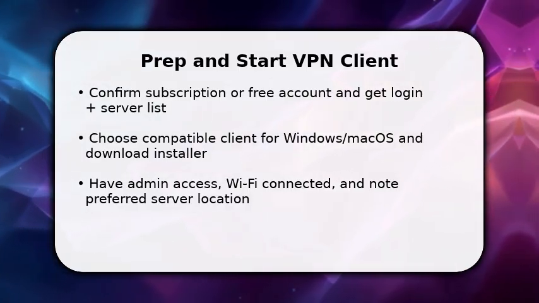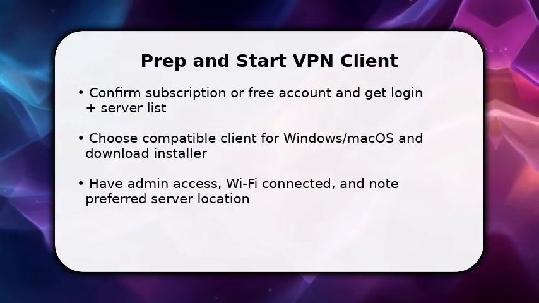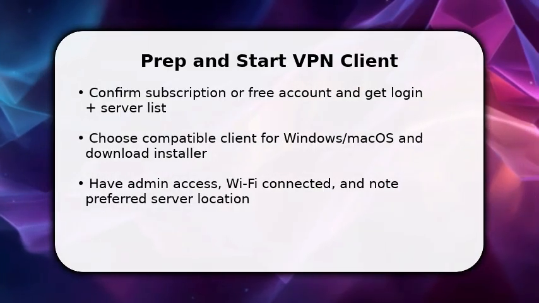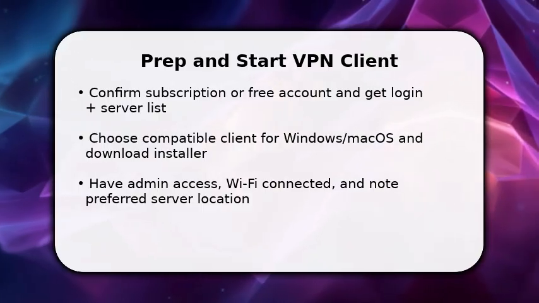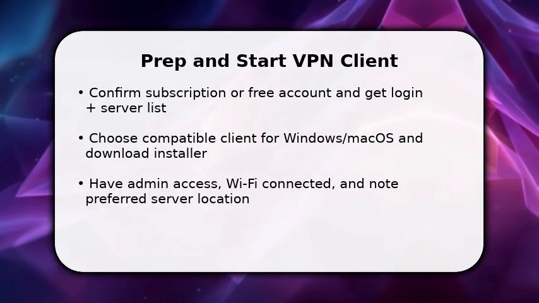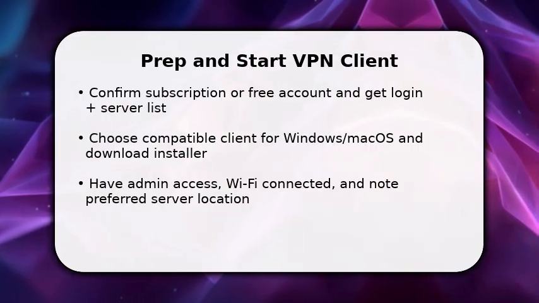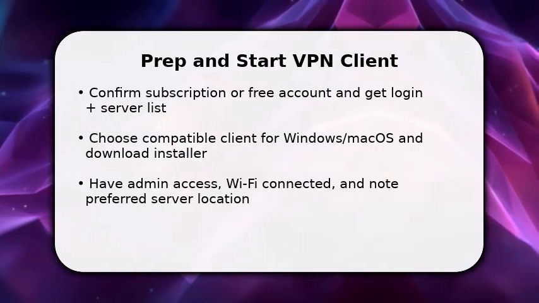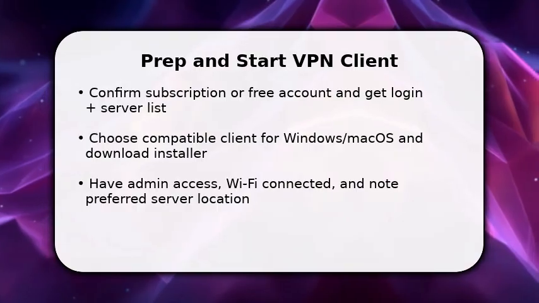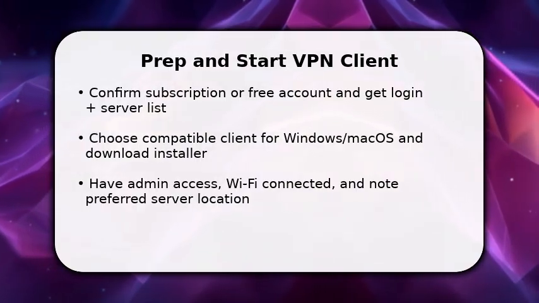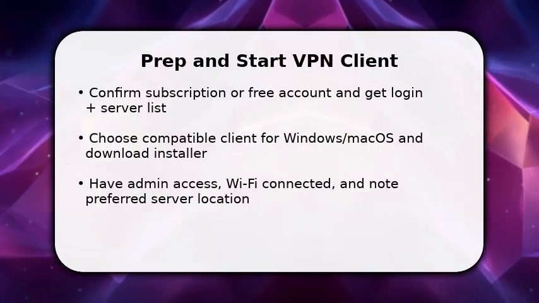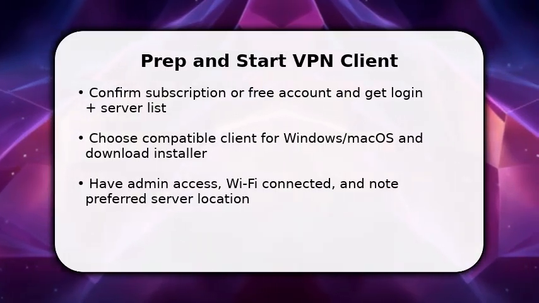You begin by ensuring you have an active VPN account and the correct client for your laptop. Download and run the installer, then grant admin rights so the app can modify network settings. Once done, open the client, sign in with your credentials, and locate the server list. Choose a nearby server for speed or a country-specific server for location access. Make sure your Wi-Fi or Ethernet connection is stable before attempting to connect.